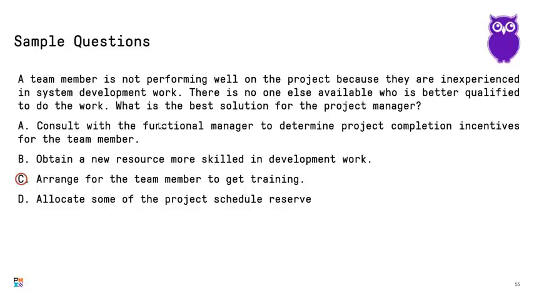So I cannot obtain a new resource, because the question says there is no one else available. So I cannot go for B because there is no one else available. What is the best solution? Allocate some of the project schedule reserve. I don't know if there is a project schedule reserve, and I cannot give an estimate here for this one.